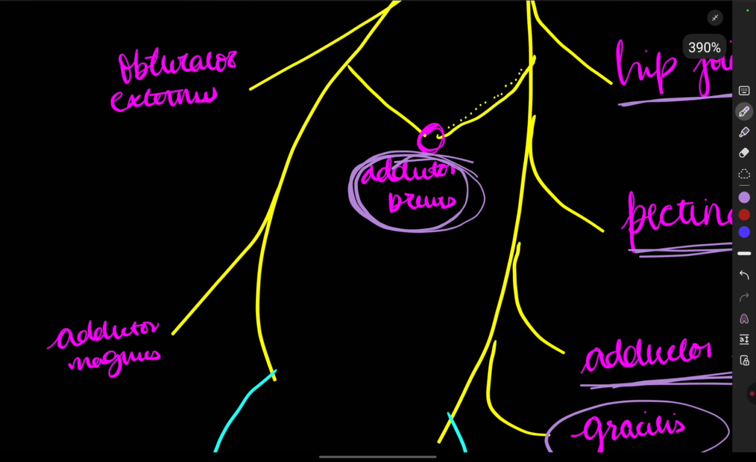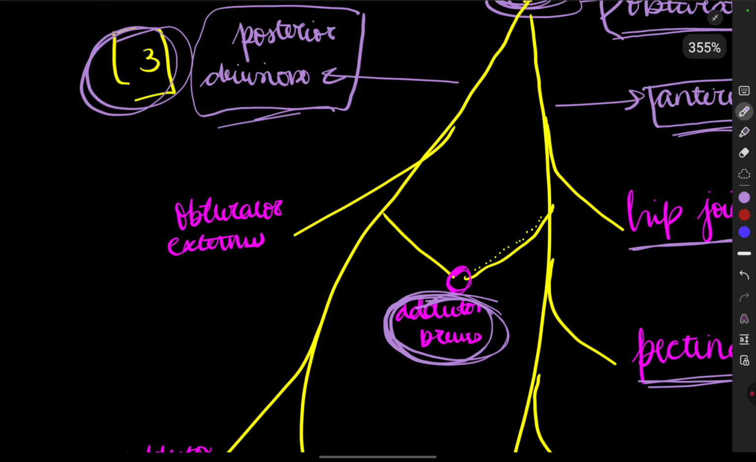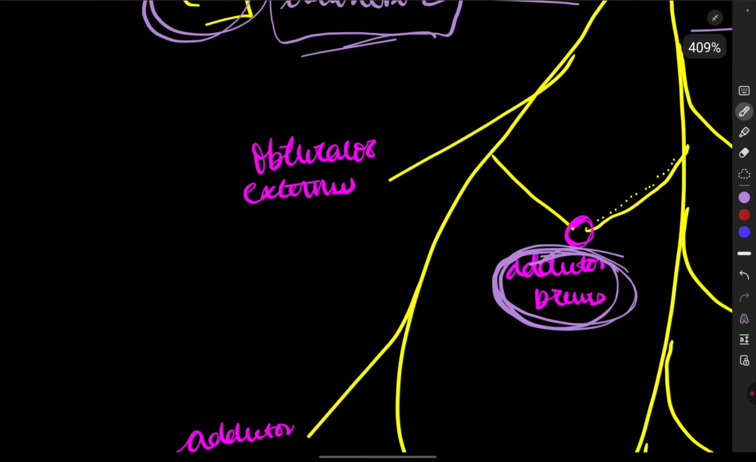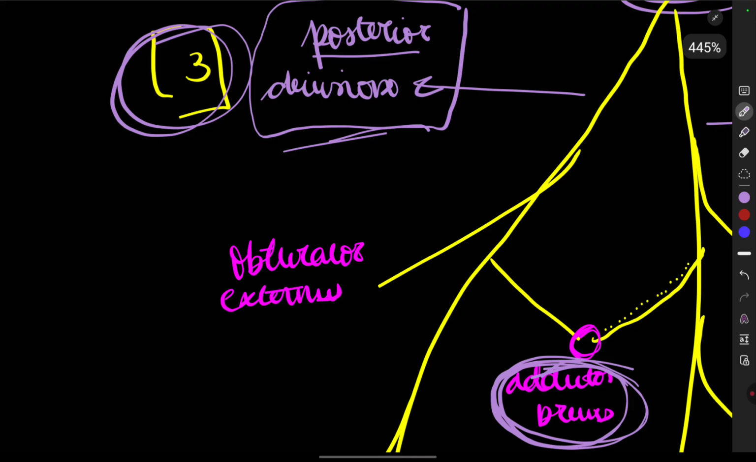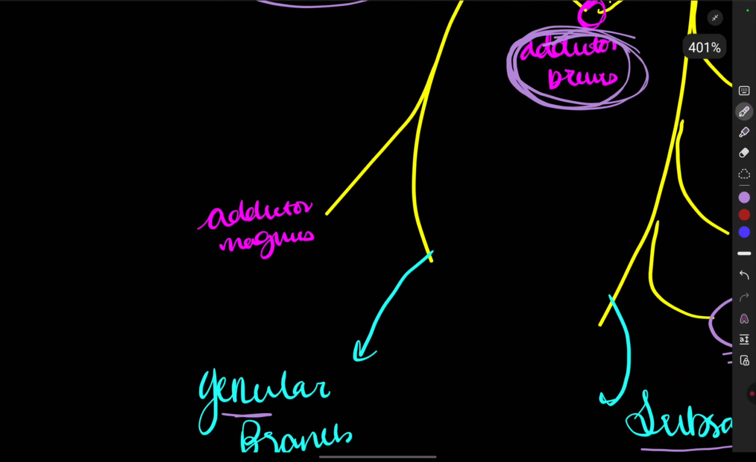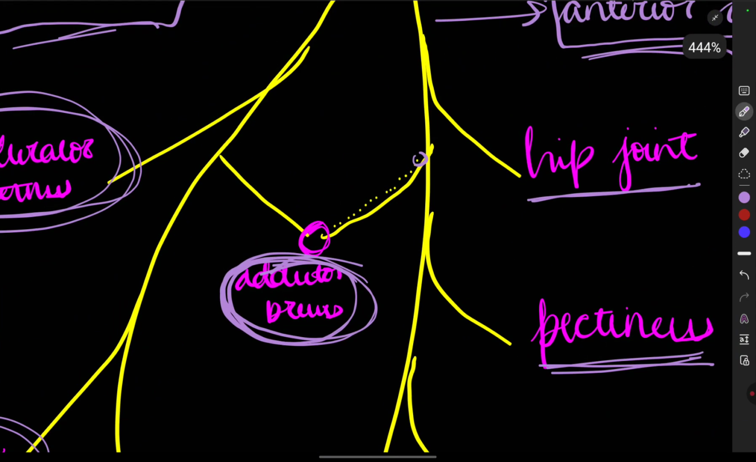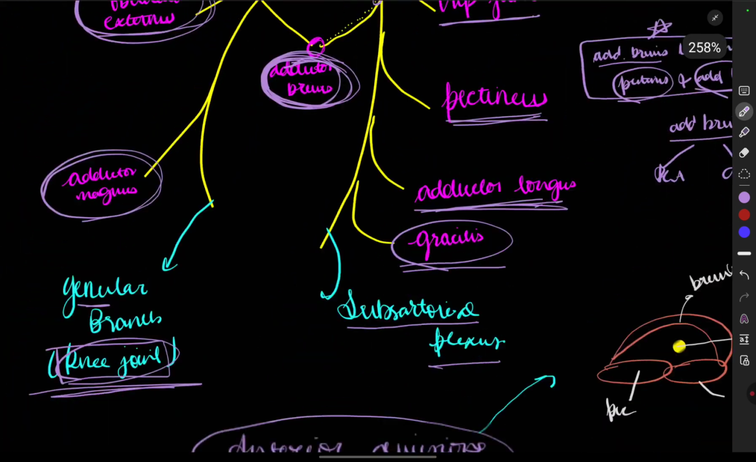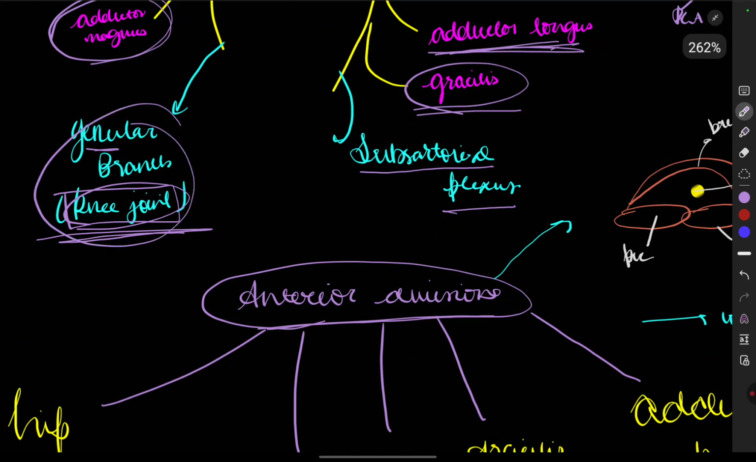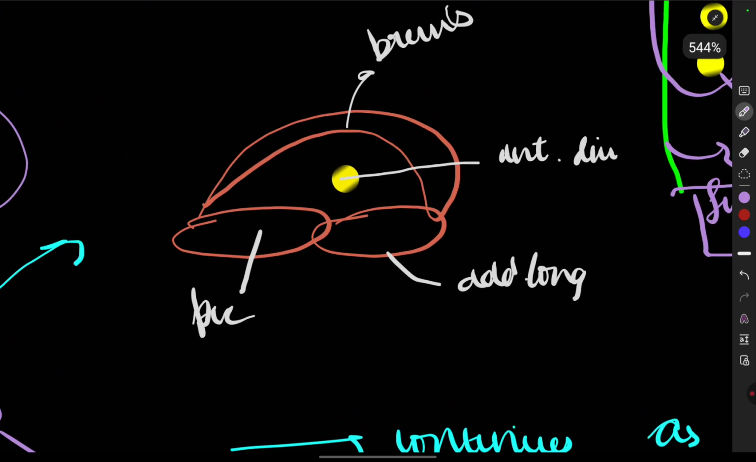And if not supplied by the posterior division, the anterior division supplies the adductor brevis, and the posterior divisions supply the obturator externus, the adductor magnus muscle, and if not supplied by the anterior, the posterior supplies the adductor brevis muscle. So these are the branches of the obturator nerve, and this is the termination of the obturator nerve.